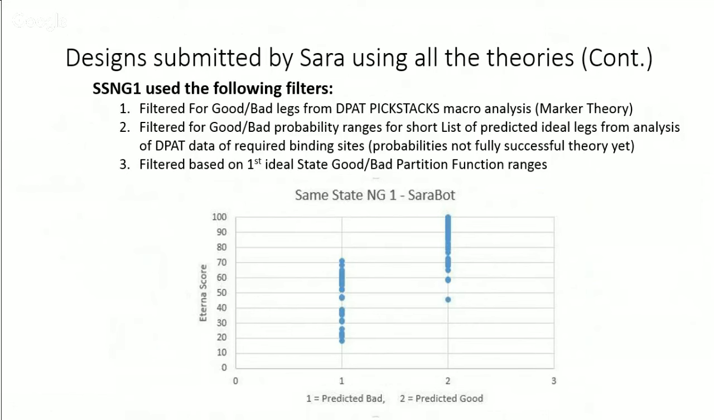It was also filtered based on first state ideal good and bad partition function ranges. And you can see the separation and good distributions. This is about 100 designs per group, so 100 designs for predicted bad and about 100 designs for predicted good. So it's a really good sample set.